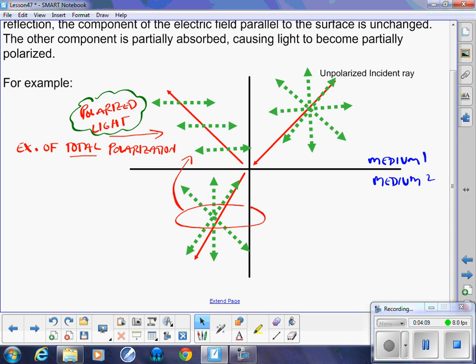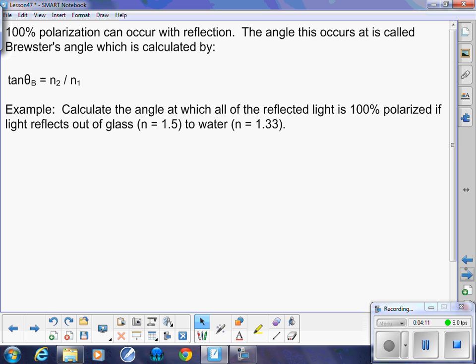All right. So how do you determine when that occurs? 100% polarization by reflection occurs when we have something called Brewster's angle. And Brewster's angle is calculated by tan theta equals N2 over N1. And remember, N is your index of refraction. So a quick example with this: calculate the angle at which all of the reflected light is 100% polarized, out of glass to water.